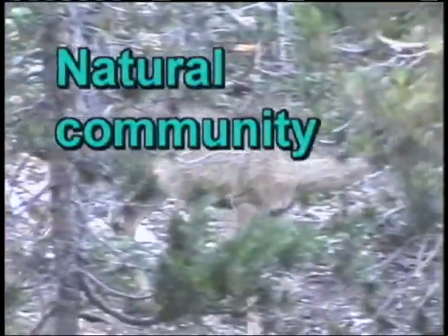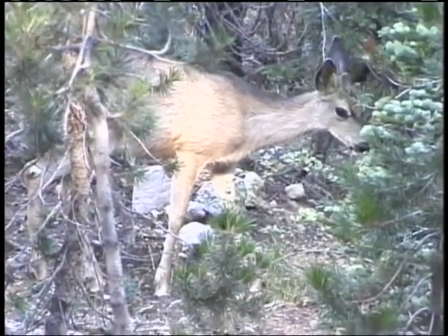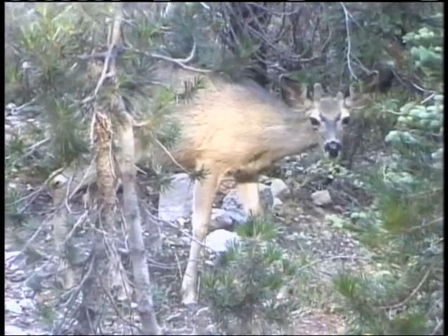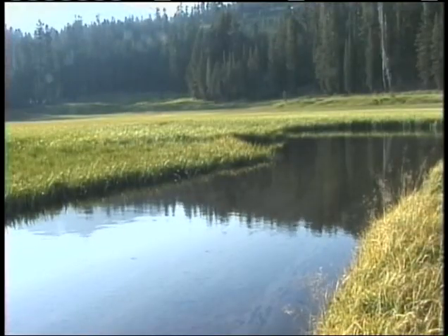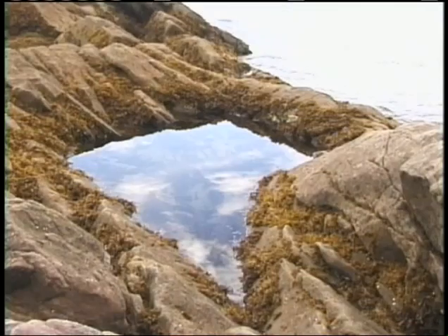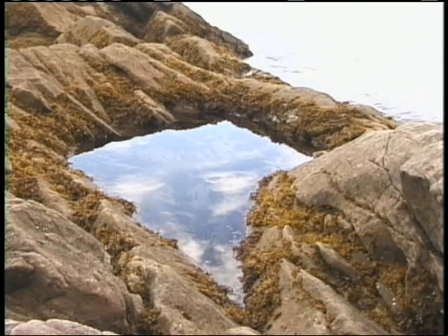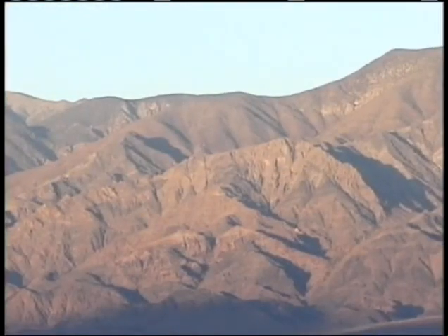Ecologists often categorize areas by natural communities. A natural community consists of all of the plants and animals interacting with their environment. The definition of a natural community is similar to that of an ecosystem, but the size of an ecosystem is variable, from as small as a tidal pool to as large as an entire mountain range.